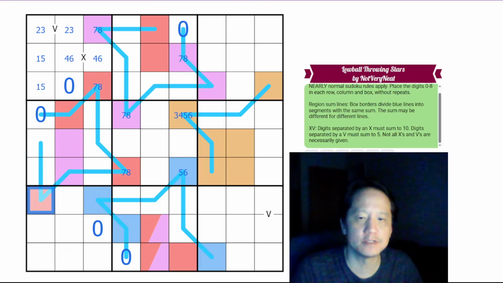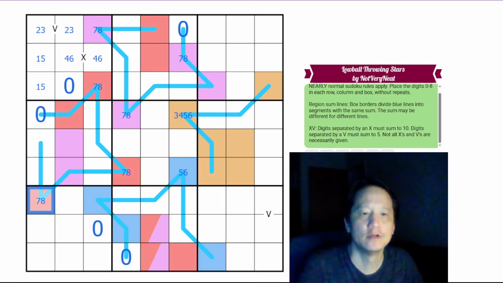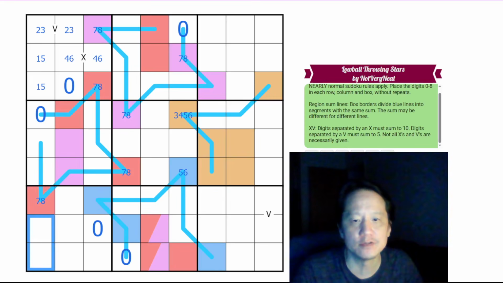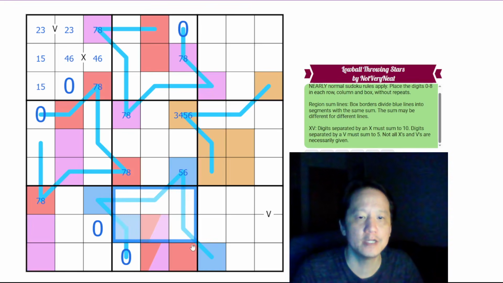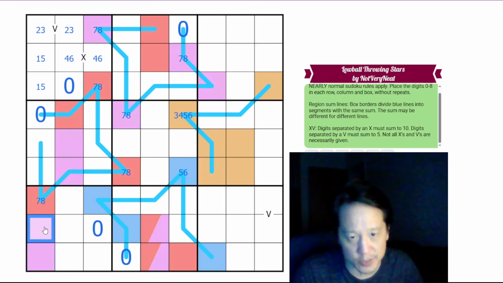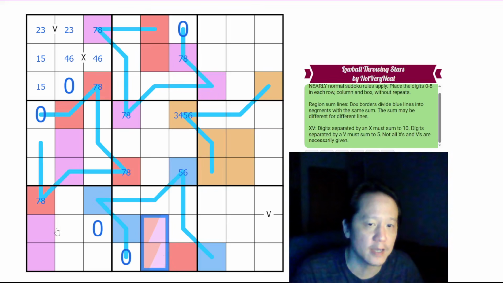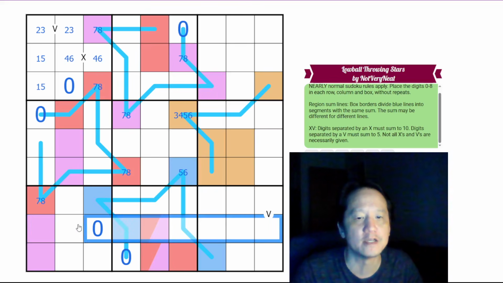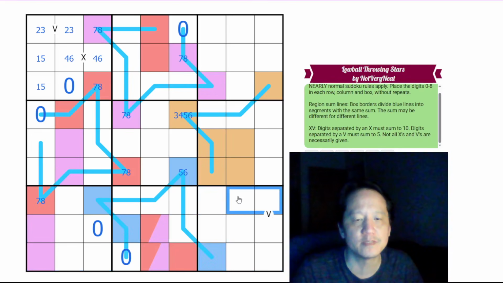Remaining digits, so this is 7 or 8 here. That means pink has to be one of these two digits here. Well, we know in this lower central box, pink has to be in rows 8 and 9. In this lower left-hand box, pink has to be in rows 8 and 9, which means pink cannot be here in rows 8 and 9 in the rest of the rows. So pink has to be one of these three.